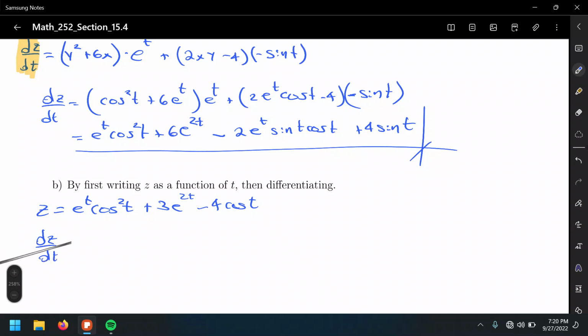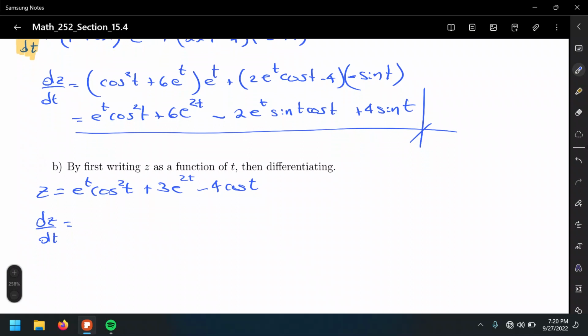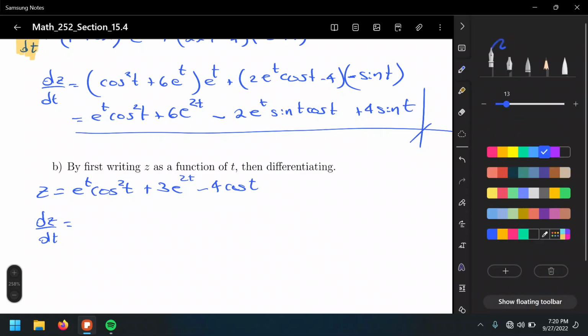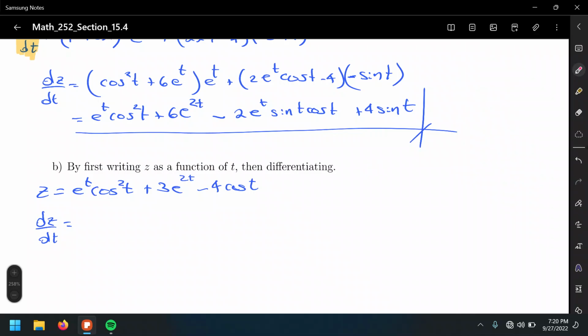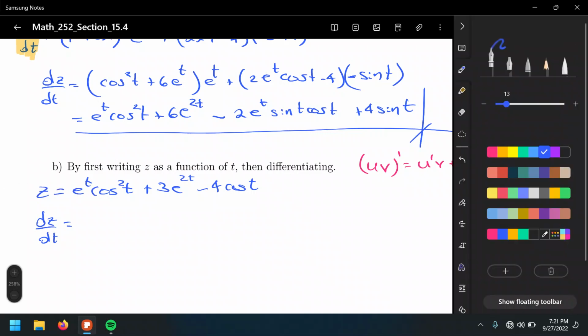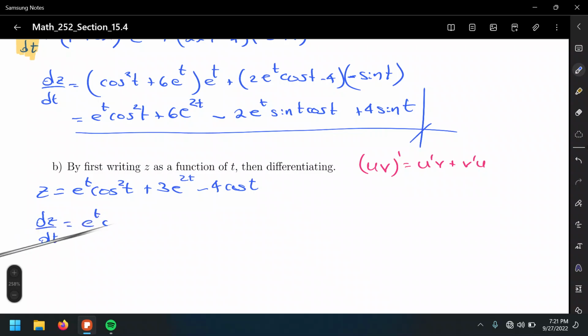dz with respect to t. So in this case, we're going to need the product rule over here, right? So the derivative of e to the t times cosine squared. Well, actually, let me write down the product rule. Whenever we have (uv) prime, that's u prime v plus v prime u. That's our product rule. Let's apply that product rule to the first term in this given function. So the derivative of e to the t, which is itself e to the t, times cosine squared t. That is the v without doing anything at all.